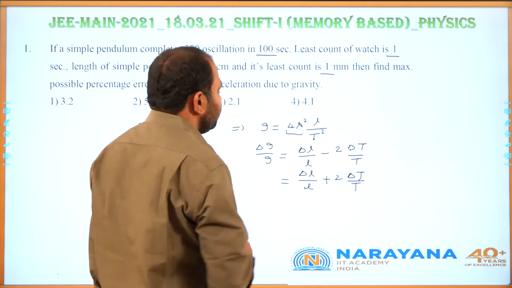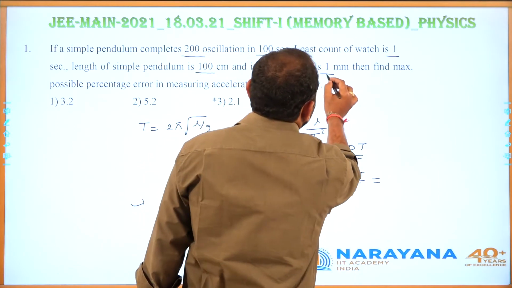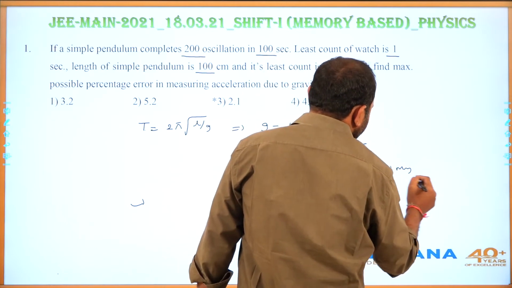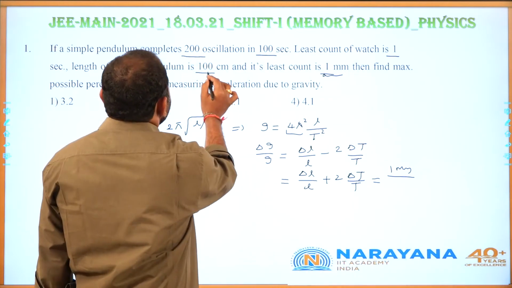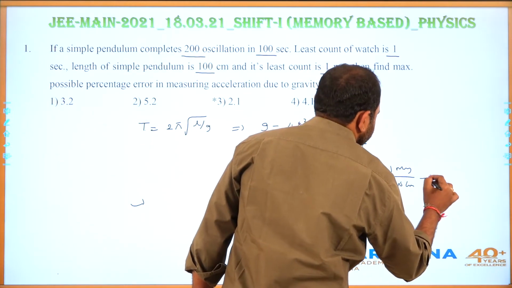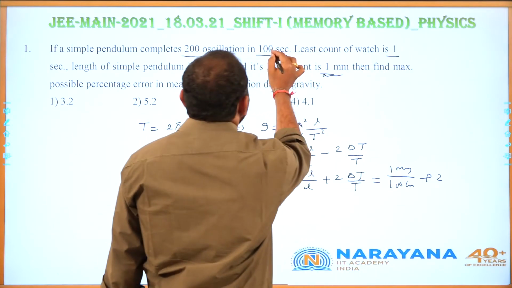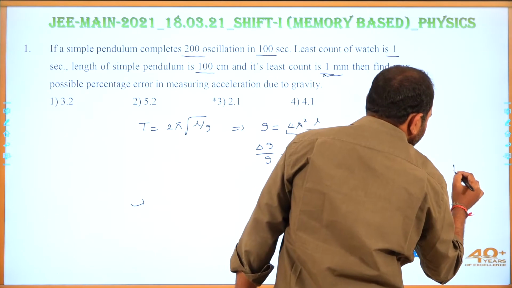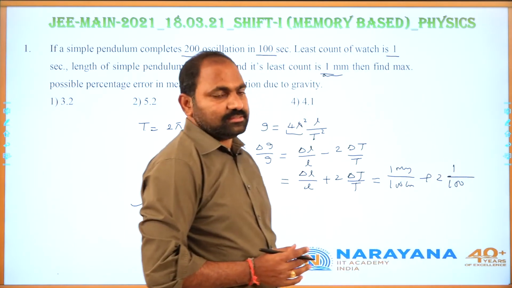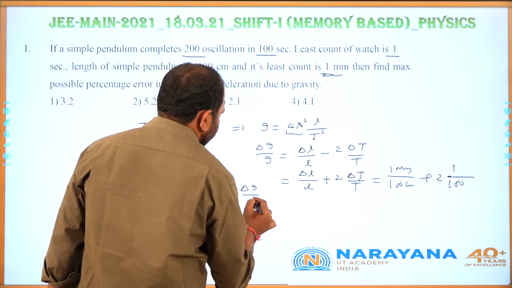Now let us substitute these values. Here it is given delta L as 1 mm, so this is 1 millimeter by the length of the pendulum, given as 100 centimeters, plus 2 times delta T, which is 1 second for 100 seconds. The error in the calculation of time period is 1 second for 100 seconds. Now delta g by g into 100 gives the percentage error.